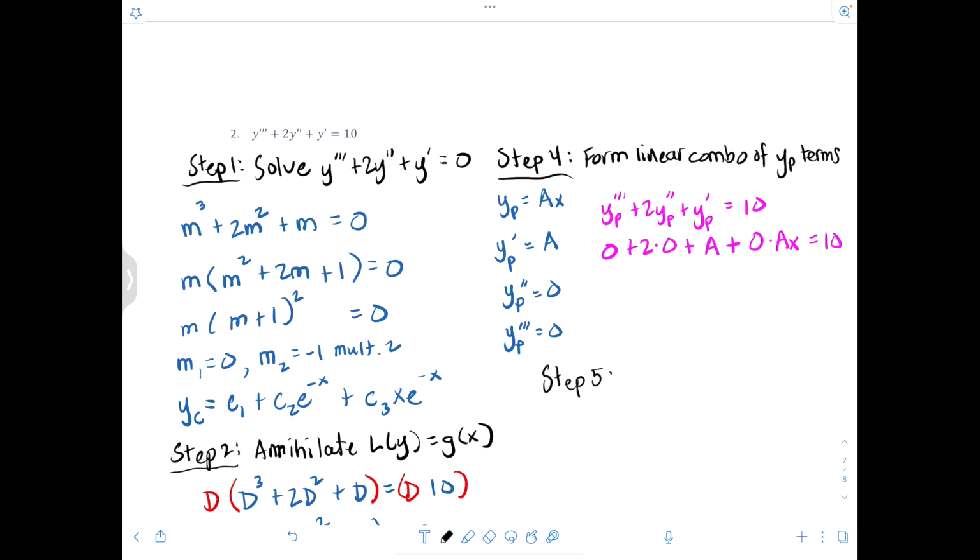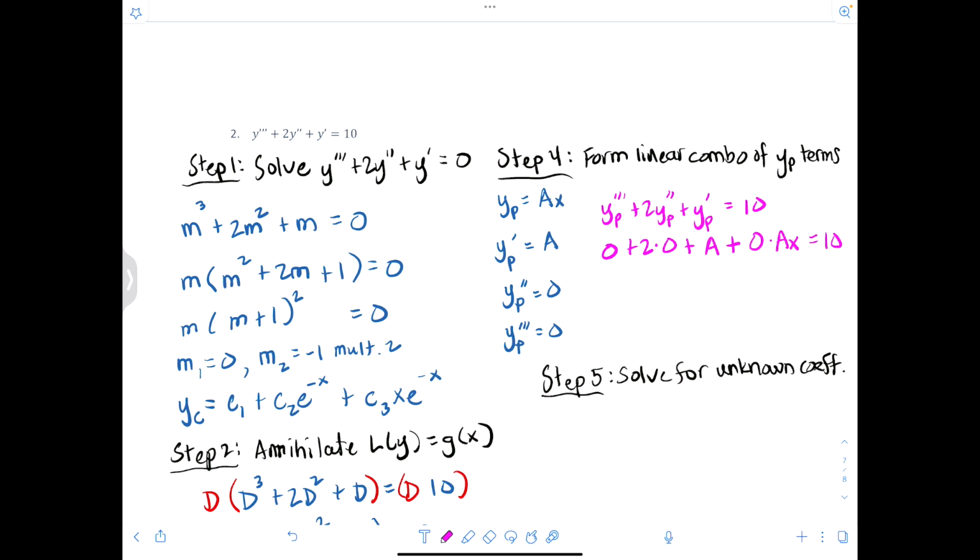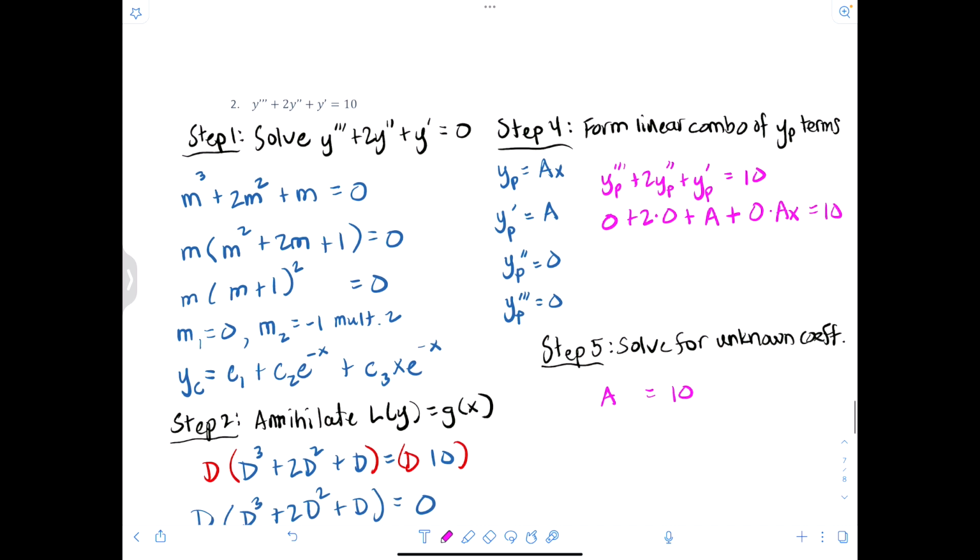Step 5, when we solve for unknown coefficients, it'll again be kind of a so easy it's hard sort of thing. All that's left is an A on the left side and a 10 on the right side. So A must be 10.